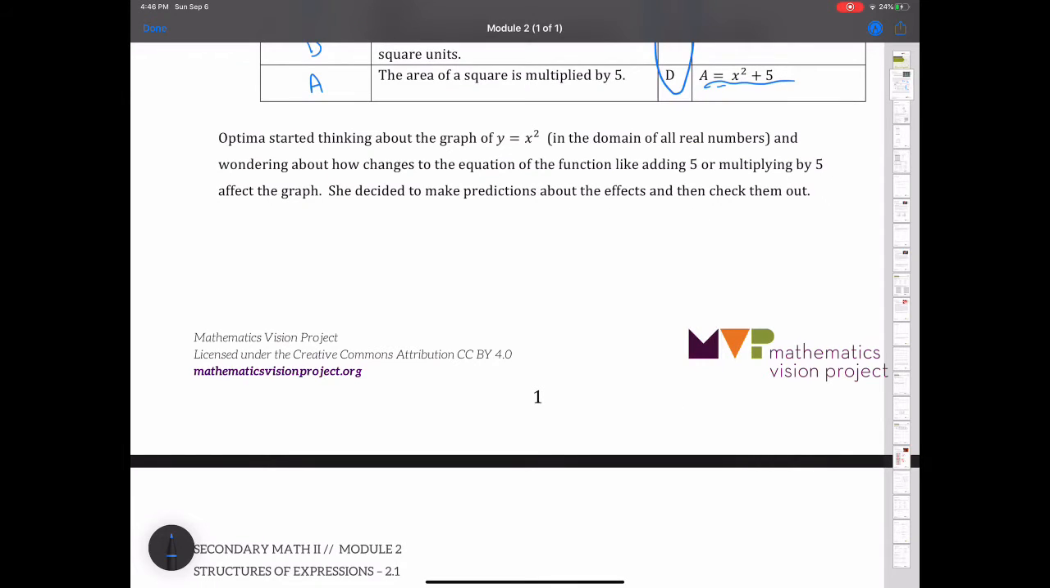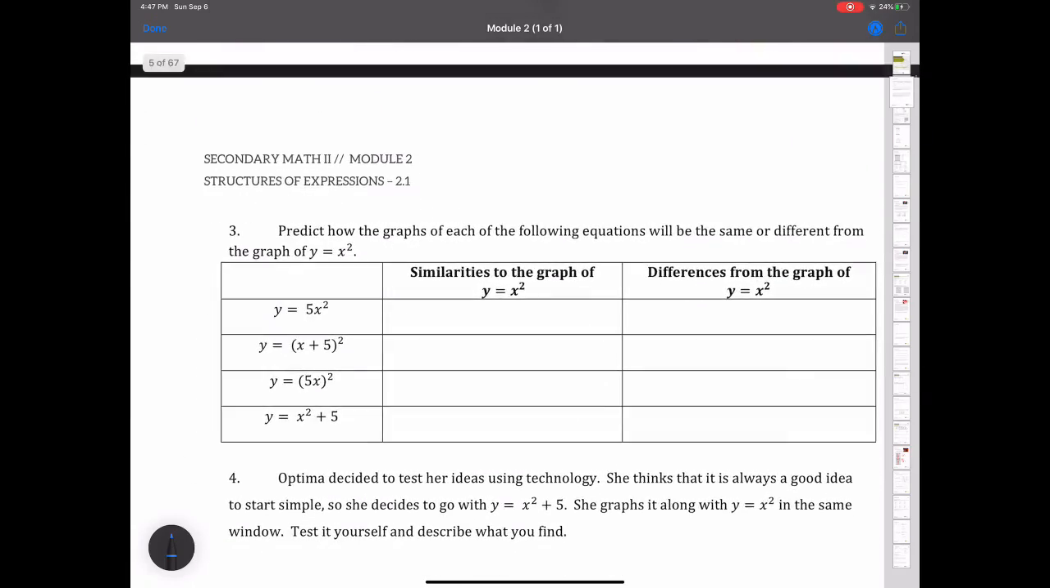So now we're going to start thinking about the graph of y equals x squared. And here we're going to actually look at it in the domain of all real numbers rather than just our positive numbers. And we're going to look at how the changes of the equation that we made, like adding 5 or multiplying by 5, affect the graph. So Optima decided to make predictions about the effects and then check them out.